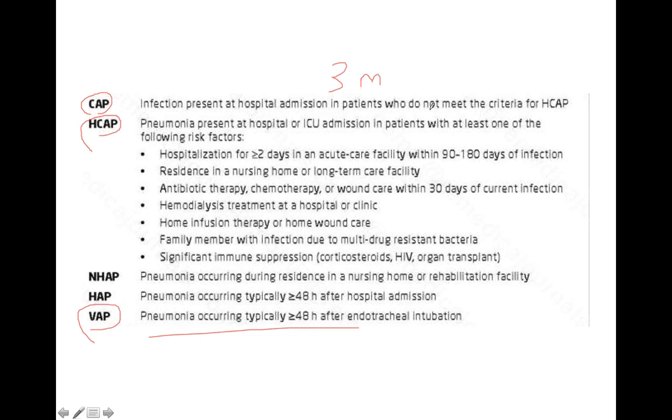So in VAP, we will give the patient a combination of vancomycin, which will cover Staph aureus, plus ciprofloxacin, imipenem, meropenem, cefepime, or ceftazidime, any of the anti-Pseudomonas antibiotics. So this is the treatment. These are all empiric treatments for VAP.